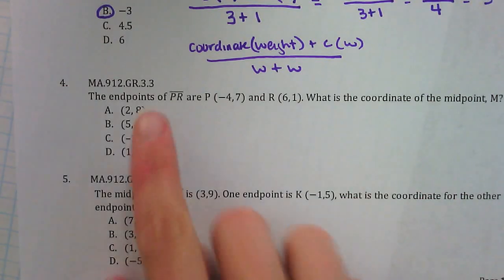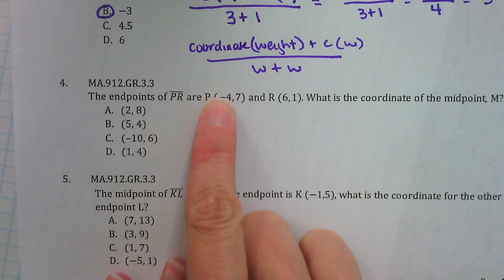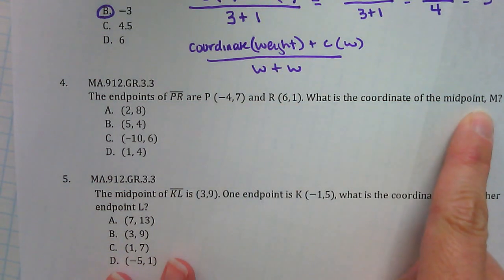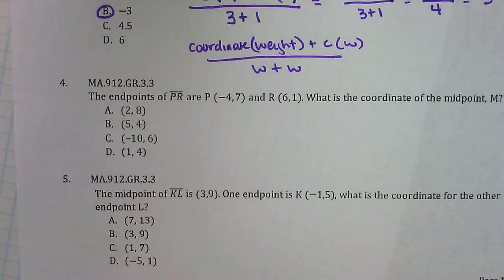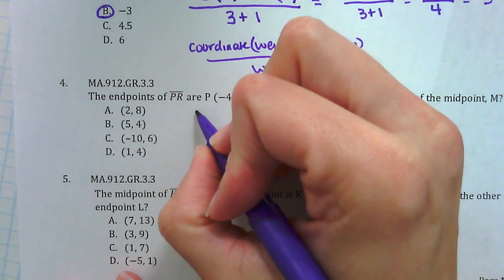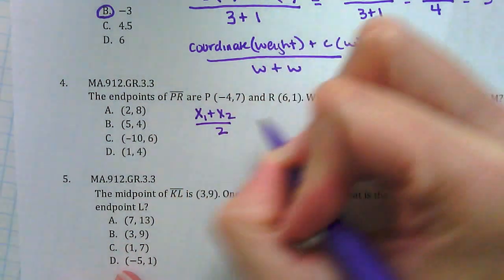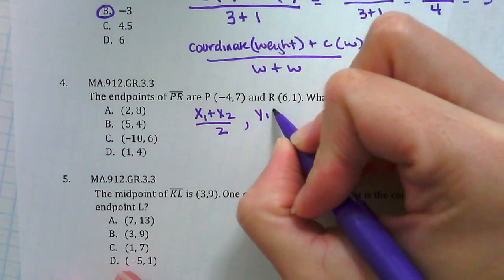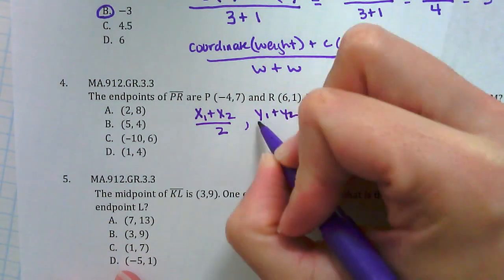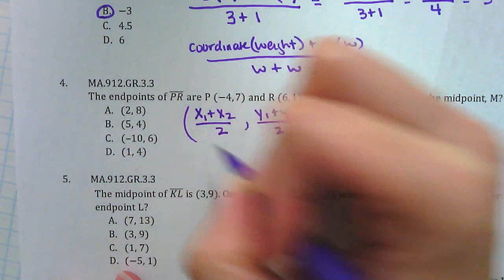Number 4, we're given the endpoints of PR and we want to know the midpoint. So we know that we have a midpoint formula. Our midpoint formula says to add the x's and divide by 2 and add the y's and divide by 2.